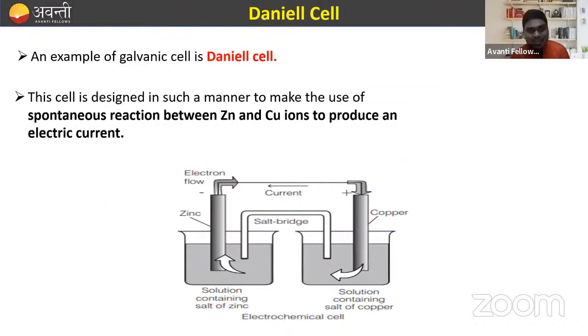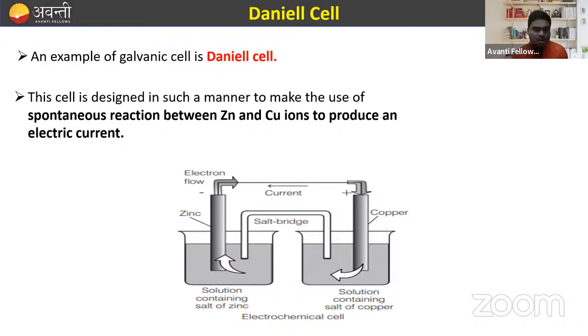Now we can understand the Daniell cell. Once we understand the salt bridge, it is very clear. It connects the circuit, it maintains electrical neutrality, and it should be inert, right? So these are basically the functions of the salt bridge. Now let's study the Daniell cell.